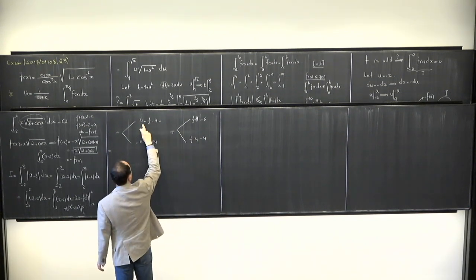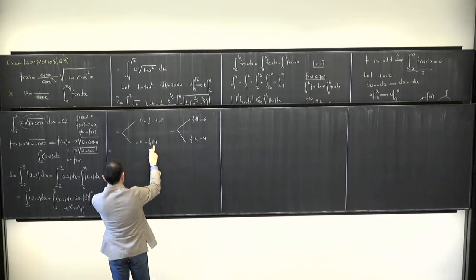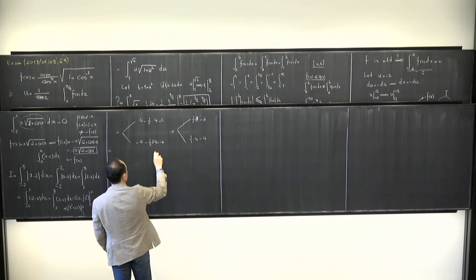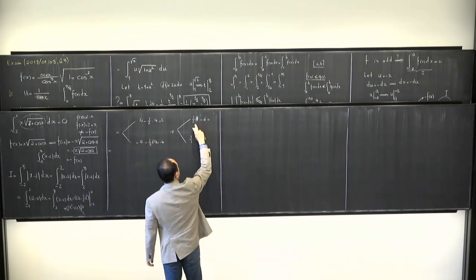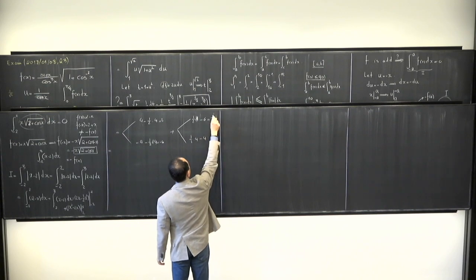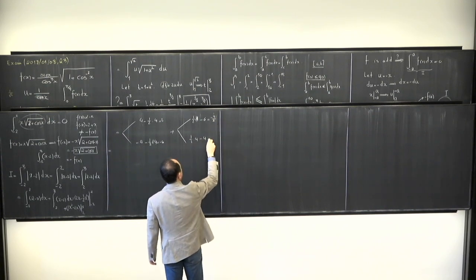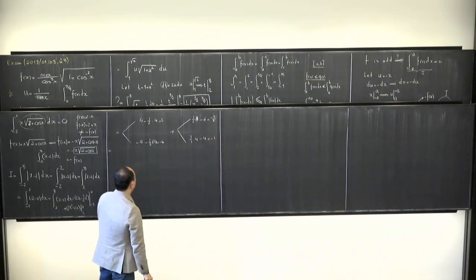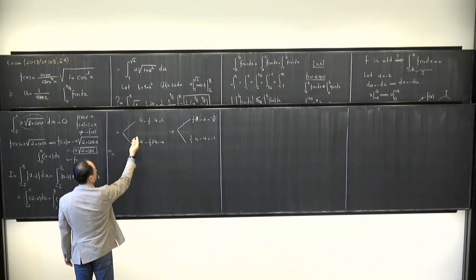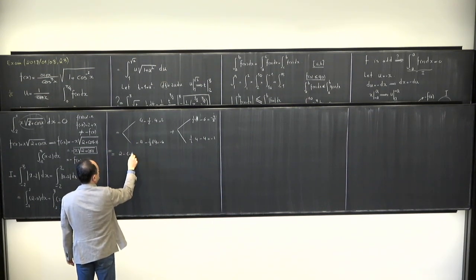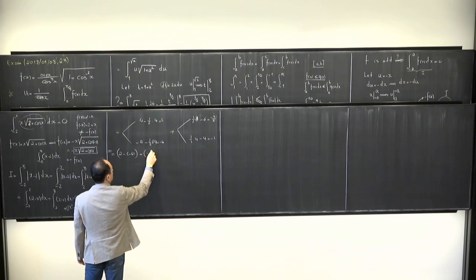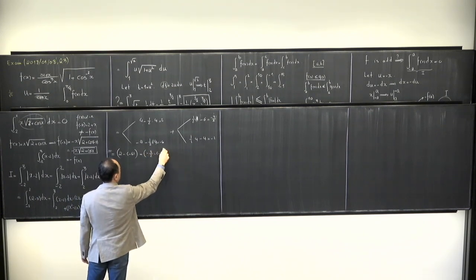How much is that? It is 2. How much is this? Is -6. And how much is this? Is -3 over 2. And then this is -2. And then what I do, I go back to horizontal line. I write 2 minus -6. And then I write -3 minus -2. And then we calculate.